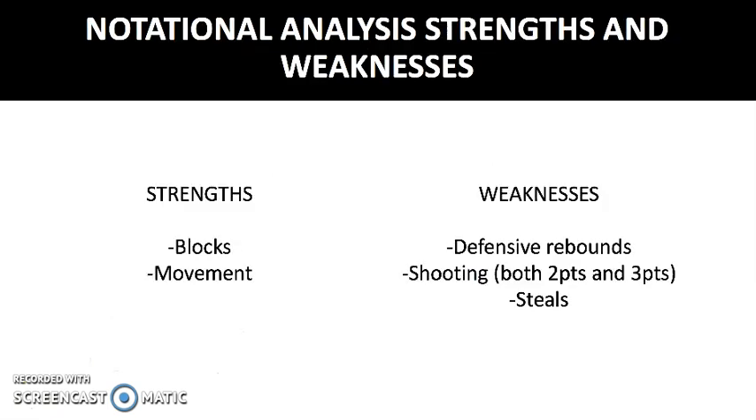So if we take a look into the specific strengths and weaknesses from this notational analysis, you can see that their strengths were blocks and their movement on the court. And their weaknesses were their defensive rebounds, their shooting, so that's both 2-pointers and 3-pointers, and their steals.